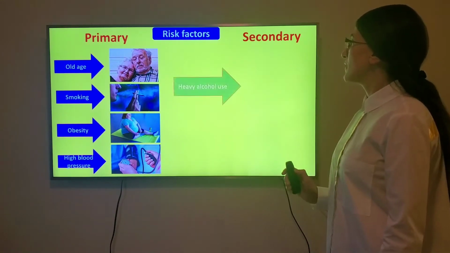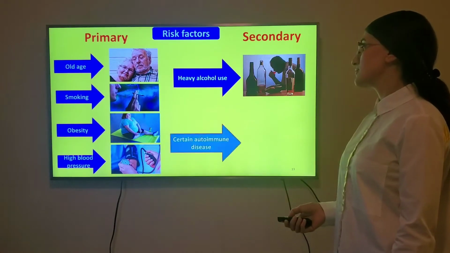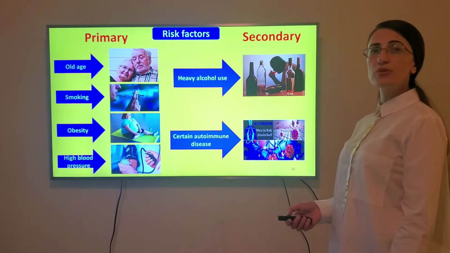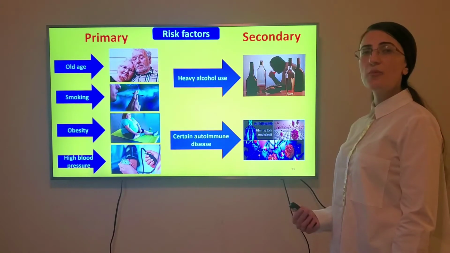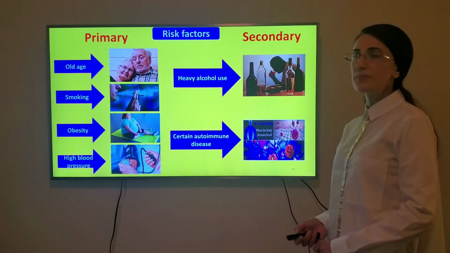The secondary risk factors are risk factors that can lead to coronary artery disease or not. One of them is heavy alcohol use, and another one is certain autoimmune diseases, because not all autoimmune diseases can cause coronary artery disorder. There are certain types of autoimmune diseases that can cause coronary artery disorders.